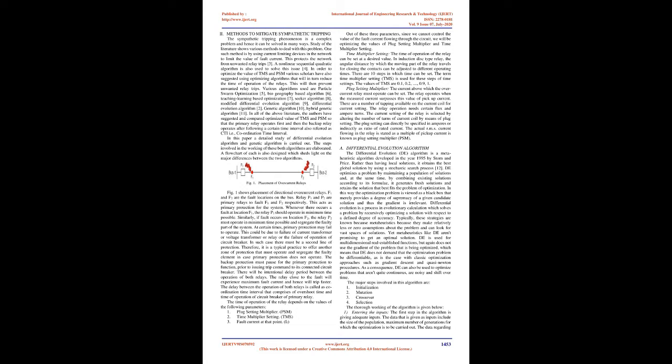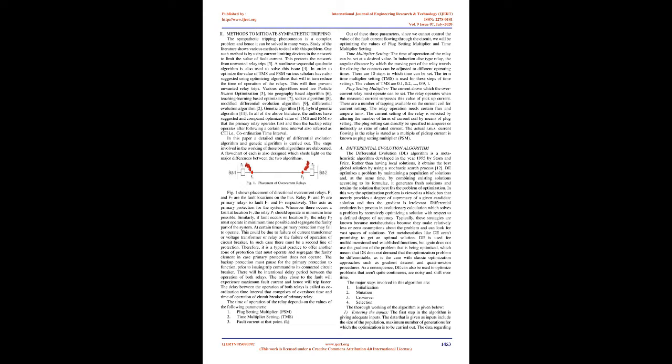11. In all of the above literature, the authors have suggested and compared optimized values of TMS and PSM so that the primary relay operates first and then the backup relay operates after a certain time interval, also referred to as CTI, the coordination time interval. In this paper, a detailed study of the differential evolution algorithm and genetic algorithm is carried out. The steps involved in the working of both algorithms are elaborated. A flowchart of each is also designed, which sheds light on the major differences between the two algorithms.